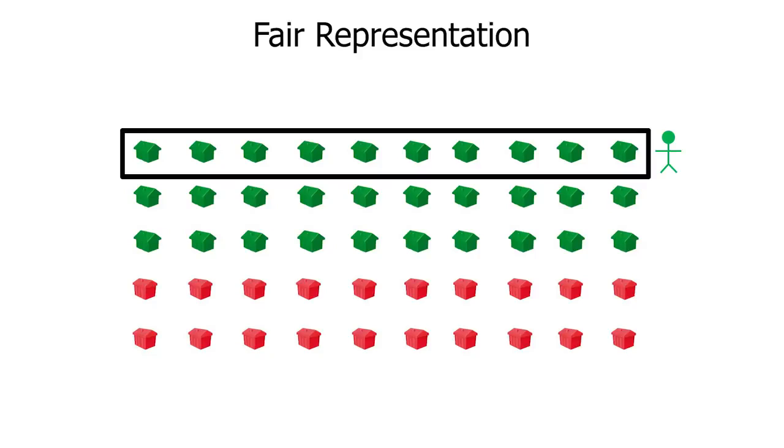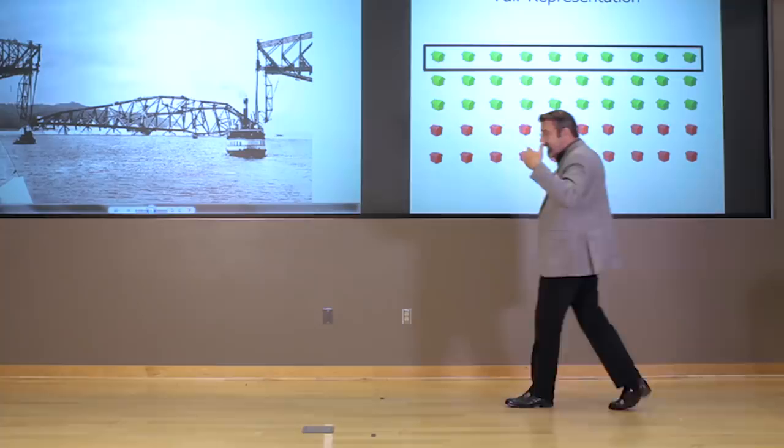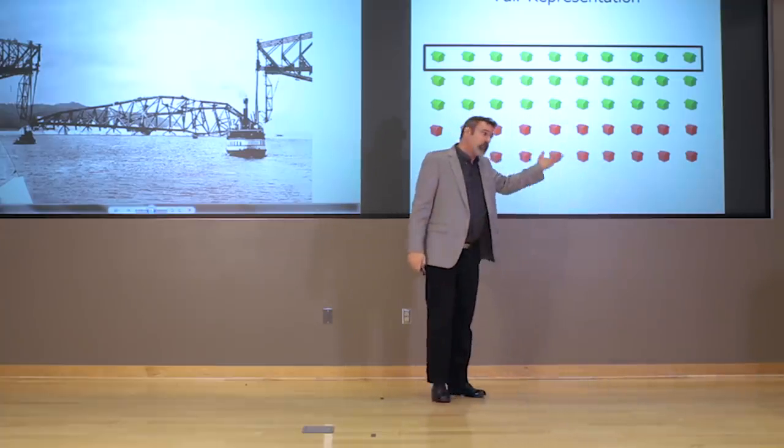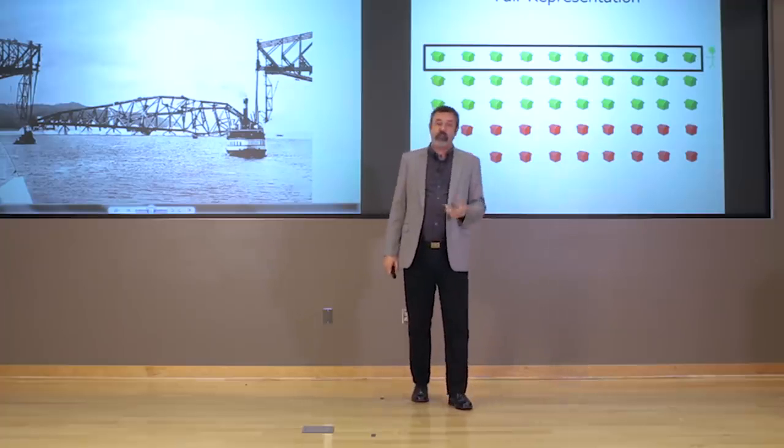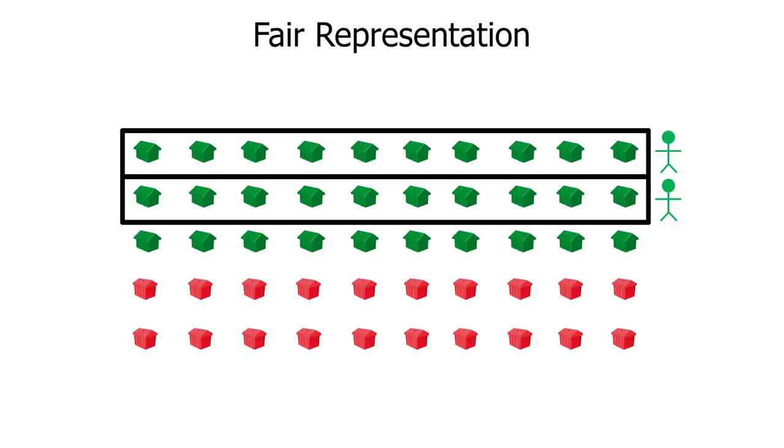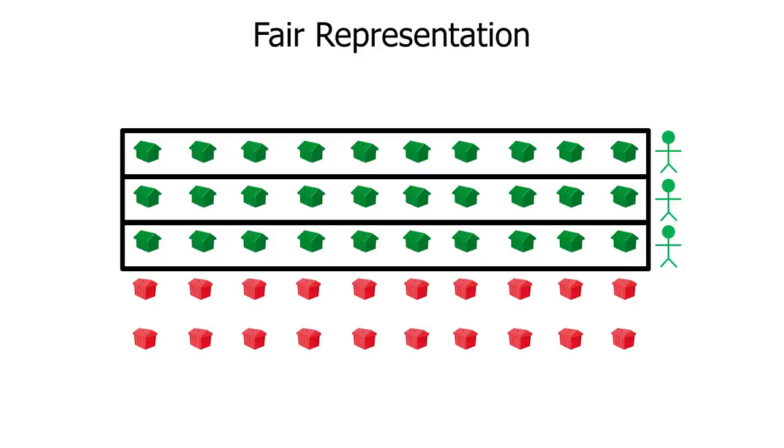We put these 10 households in a district, and we say, you 10 households, you get to elect a representative. What kind of representative would you like? These 10 households are all green, so if you ask them, they will say, we would like a green representative. Then we put these 10 households in a district, and they're green, they would also like a green representative, as will these 10 households.